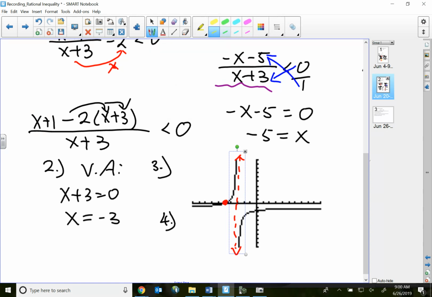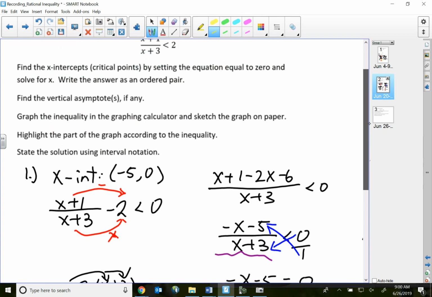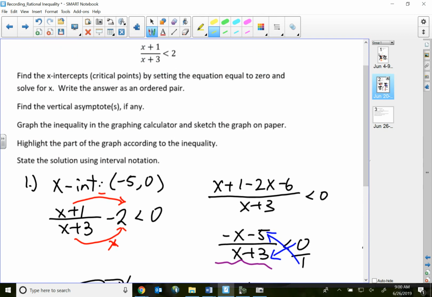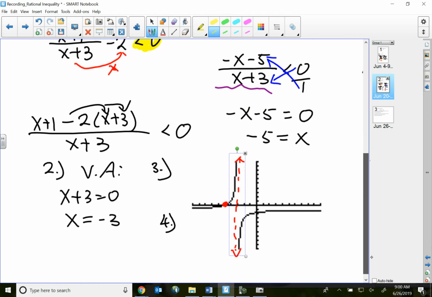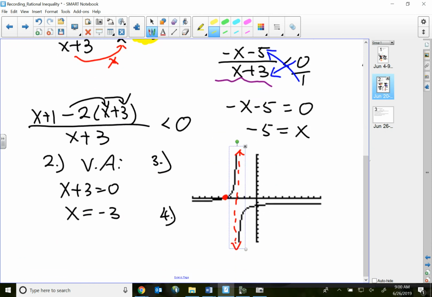All right. What am I looking for? Less than 0. So I'm looking for what's below the x-axis, not including what's on the x-axis. No equal to, I'm using parentheses. What's below it, so this part is below. So that's coming from negative infinity all the way to my negative 5, my x-intercept, and picking up the part that's below on the right side of my vertical asymptote, which is x equal to negative 3.